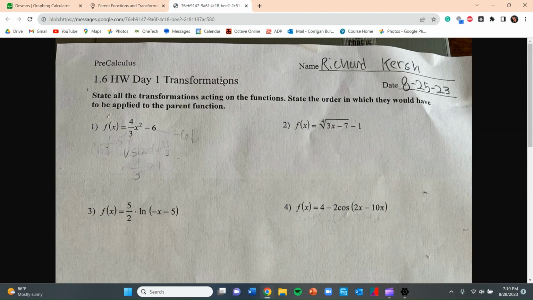Transformations and translations sound the same, but they're not. Transformations kind of encompass everything. You have like dilations and up and down movement and left and right movement and reflections, all encapsulated in that word transformations, while translations just means sliding. That's all it means.